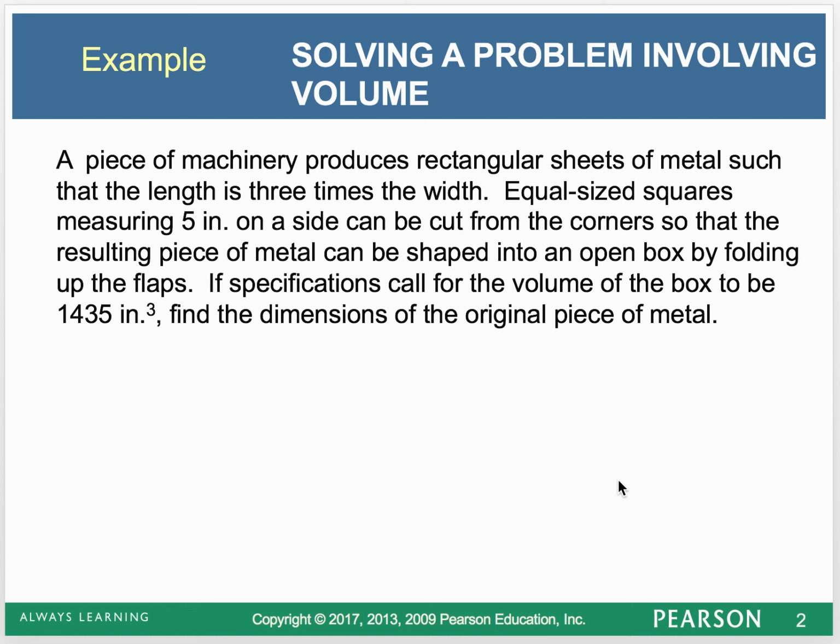A piece of machinery produces rectangular sheets of metal such that the length is 3 times the width. Equal size squares measuring 5 inches on a side can be cut from the corners so that the resulting piece of metal can be shaped into an open box by folding up the flaps. If specifications call for the volume of the box to be 1,435 cubic inches, find the dimensions of the original piece of metal.